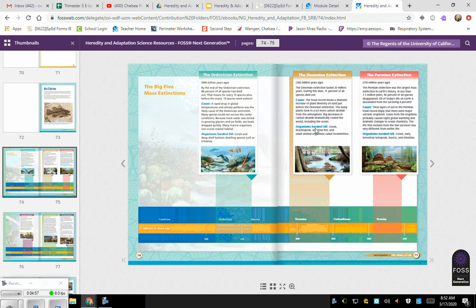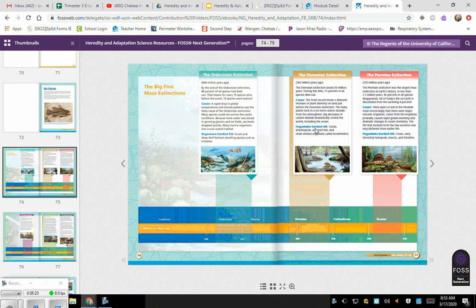In less than 2.5 million years, 96% of all species disappeared. So 96%, I mean, that's a lot. And remember, we mentioned that about 75% has to be lost for it to count as a form of extinction, essentially. All of today's life on Earth is descended from the surviving 4%. I mean, that's a lot.